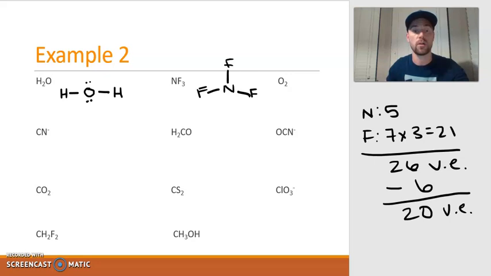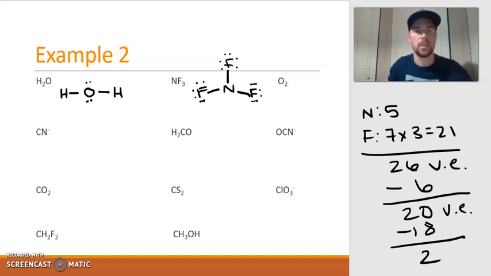All right, step 4. Complete the octet for all my terminal atoms first. So each fluorine needs 2, 4, 6, 8, 10, 12, 14, 16, 18. So to satisfy all of my fluorines, I had to use 18 valence electrons. Step 5, if there are any remaining electrons, which there are, stick them on the central atom. So I'm going to put the 2 remaining electrons there on nitrogen. And now I'm down to 0.